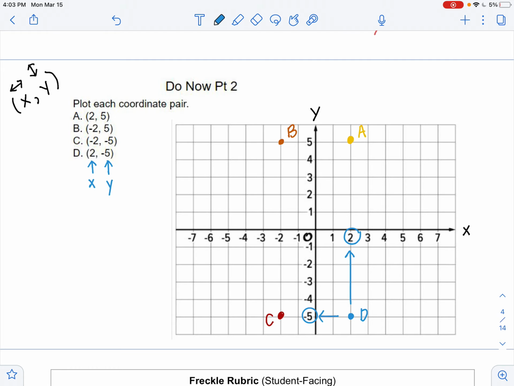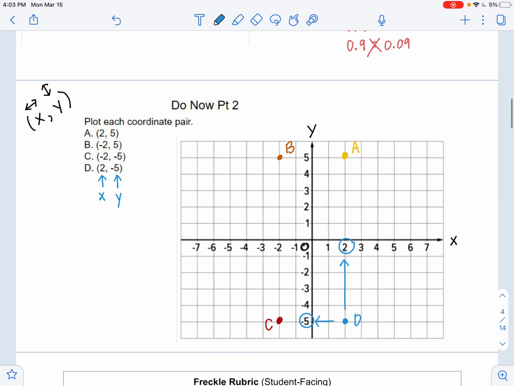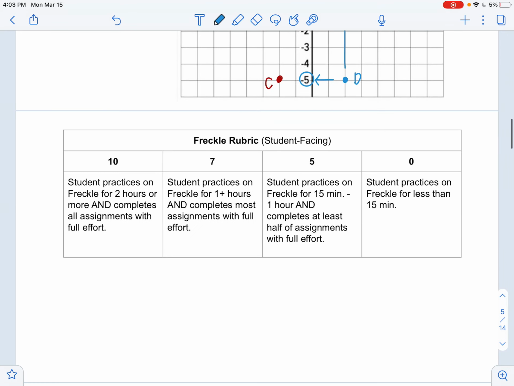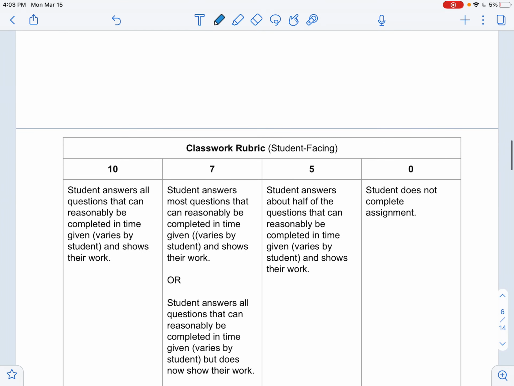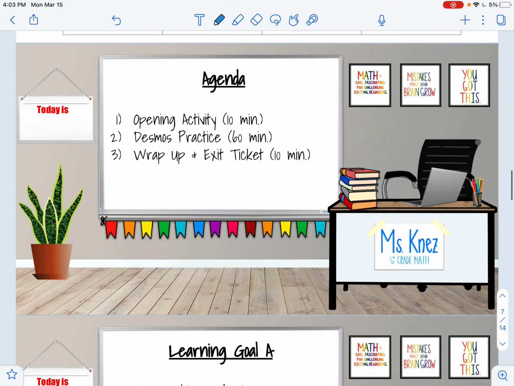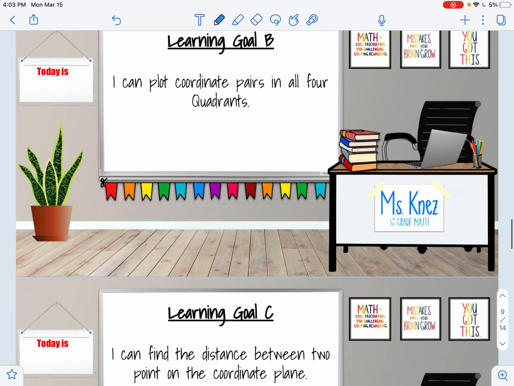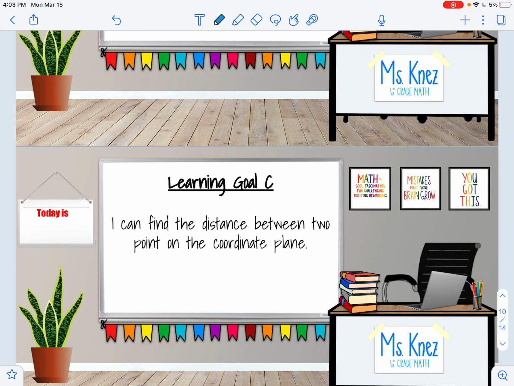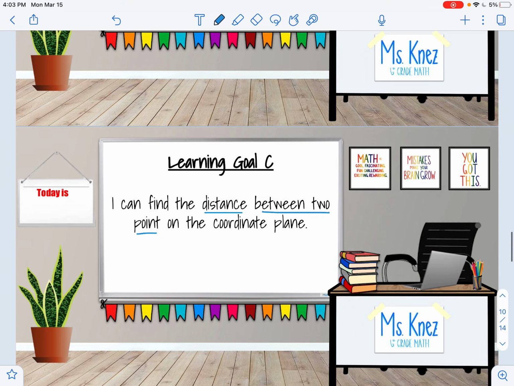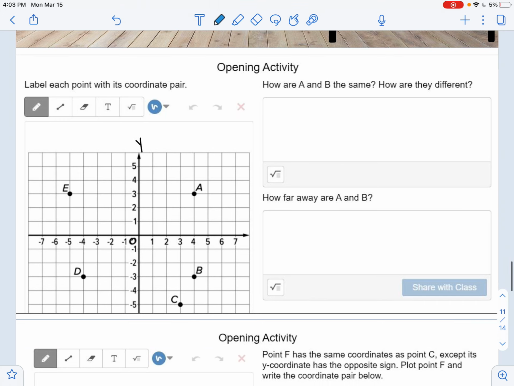So all of this stuff is in your Desmos from today, which again is just the classwork that's posted in today's folder. And the next thing that I want you to work on is slides 3 and 4. We just reviewed the Freckle and the classwork rubric. They're posted in today's notes if you want to take a look. You can see all the learning goals we're working on. Finding the distance between 2 points is what we're about to cover. I want you to go ahead and try the opening activity on slide 3 and slide 4. Give that a try.